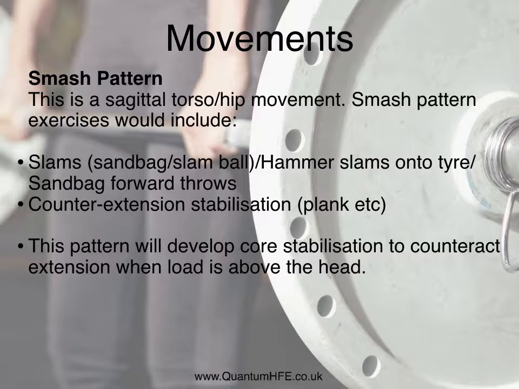Onto the smash pattern. This is a sagittal torso hip movement and more of a flexion type movement. So this smash pattern exercise would include things like slams, which you could do with a sandbag or slam ball, or hammer slams onto a tire, sandbag forward throws, movements like that. It may also be trained with counter extension, stabilization, so exercises like the plank, etc. Although there's no movement, you're still working those smash pattern muscles. And this pattern will help to develop core stabilization in helping to counteract the extension when the load is above the head. So what that means is when you're holding the weight above your head, that load is trying to bend you into extension. So having strong flexors or strong smash pattern muscles will help to counteract that extension force.